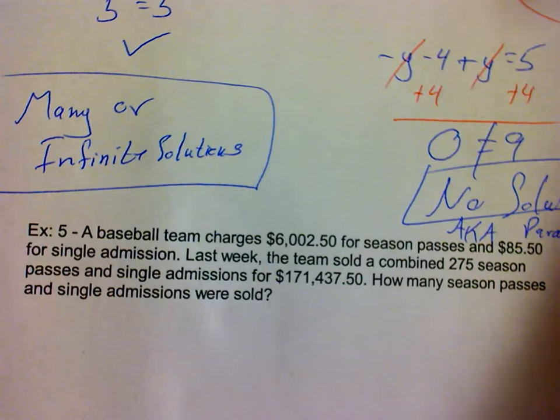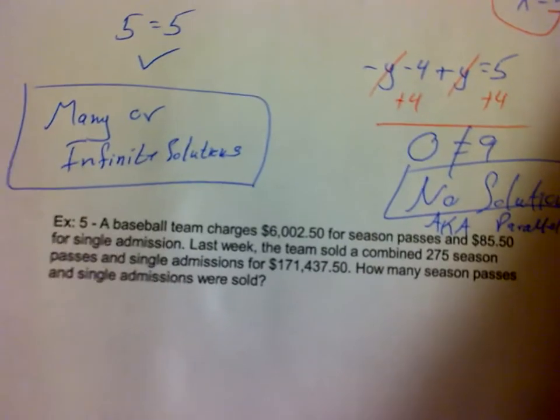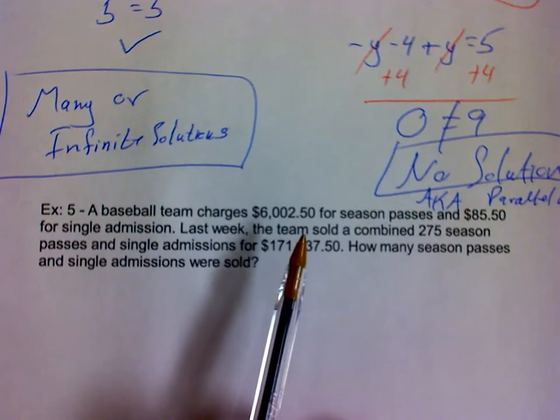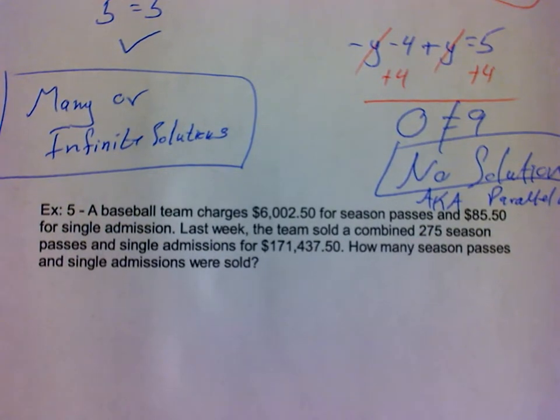Okay, we do have a little bit of a word problem here, so let's see how we can do with this one. A baseball team charges $6,002.50 for season passes and $85.50 for a single admission. Last week, the team sold a combined 275 total season passes and single admissions for $171,437.50. They're wanting us to determine how many season passes and single admissions were sold.